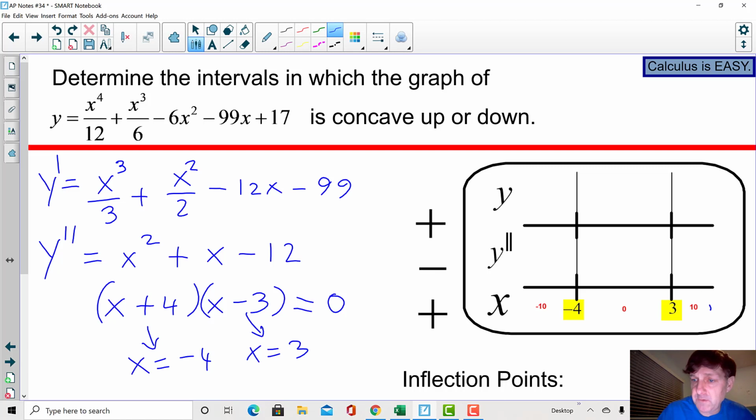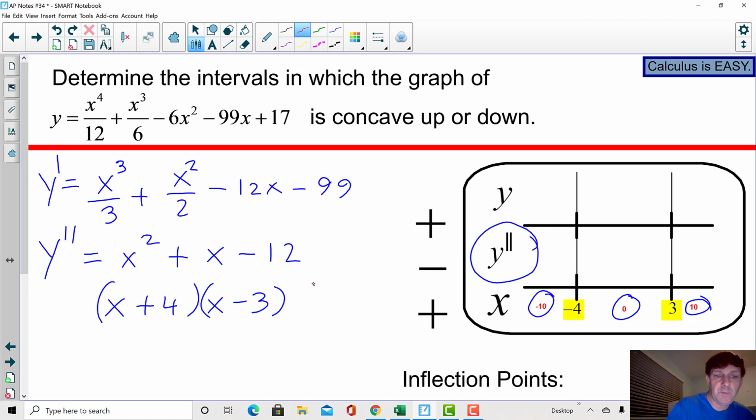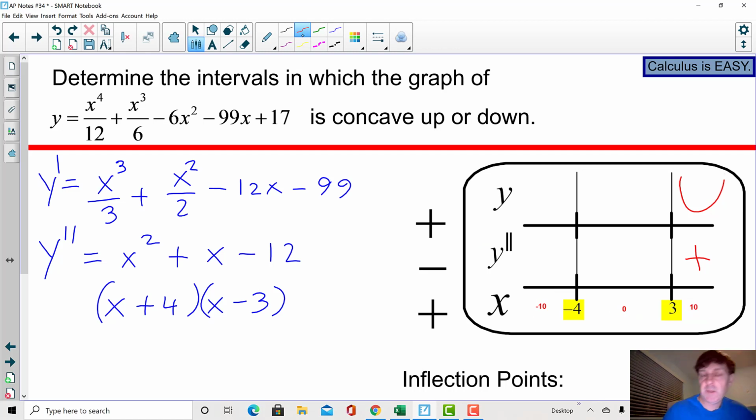And we're going to choose numbers to plug in so that we can test in between. But we're plugging them into the second derivative. Remember, this is our second derivative. If I plug in a 10, I get a positive number. So my second derivative is positive when x is 10. That means my original function is going to be concave up when x is greater than 3. Okay, we just tested the value when x was 10.